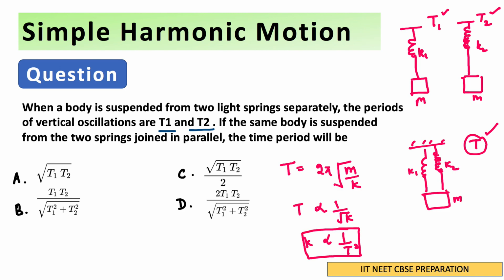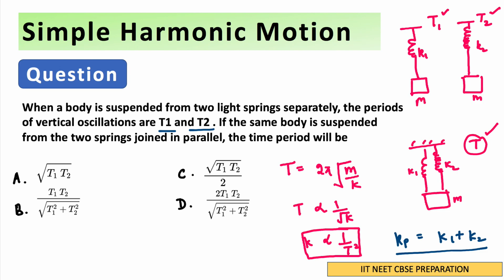Now, if the springs are connected in parallel, what is the property? Let me write it down. If the springs are connected in parallel, kp is going to be k1 plus k2. This we know from how spring constants get added. So for parallel, it's k1 plus k2. If they are connected in series, it's going to be 1 upon k1 plus 1 upon k2, like that. In this case, they are parallel, so we have kp.